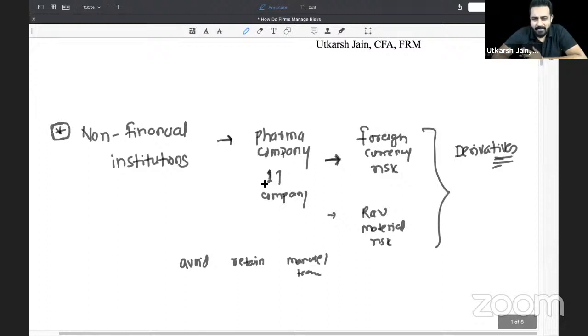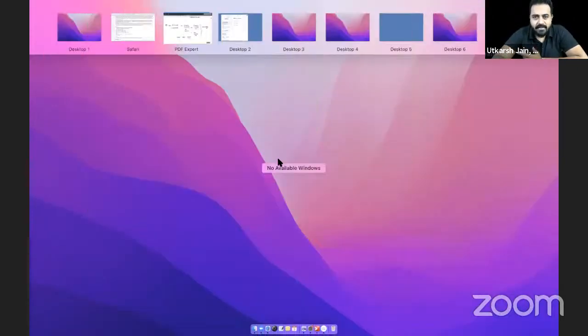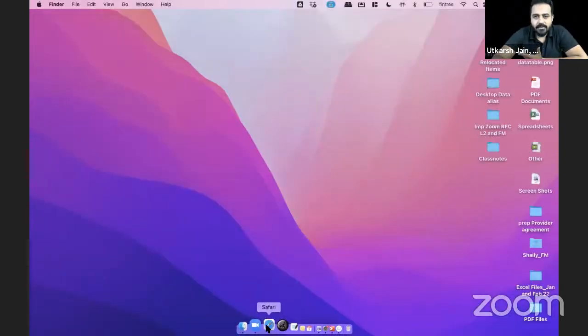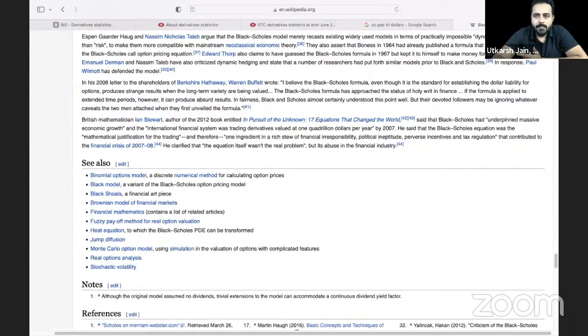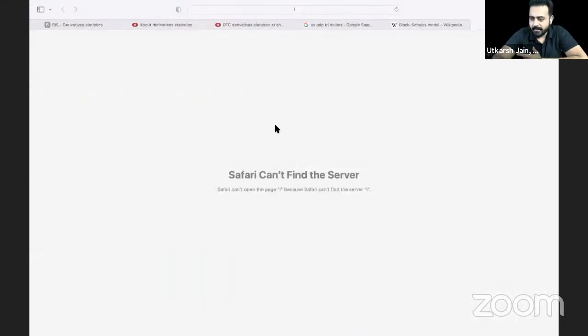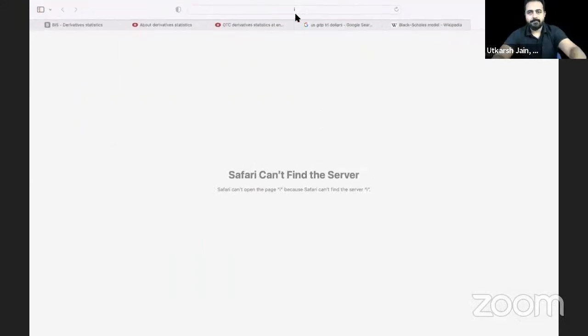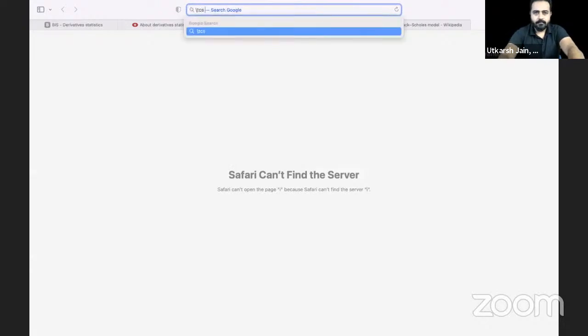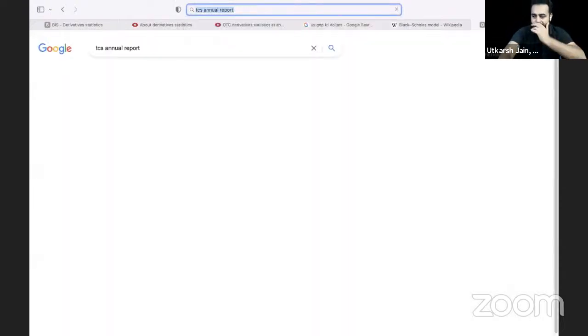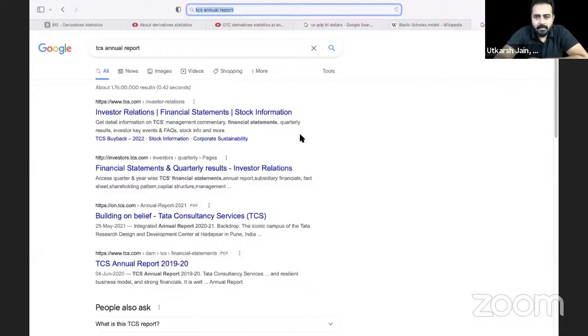So let's pick some IT company randomly and let's see what their risk management policy is, again just to build perspective. You can give me suggestions. Any IT company that comes to your mind that we should look at from a risk management perspective. Indian, international, doesn't matter. Okay, let's look at an Indian IT company called TCS.